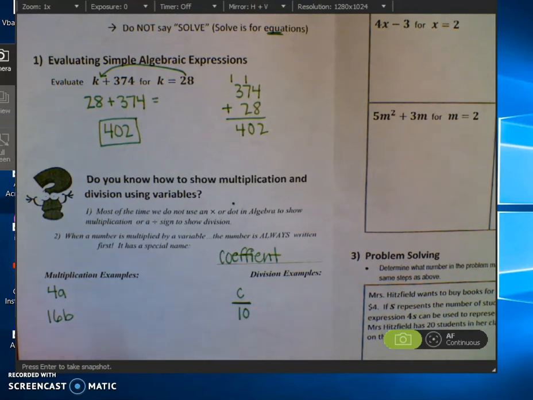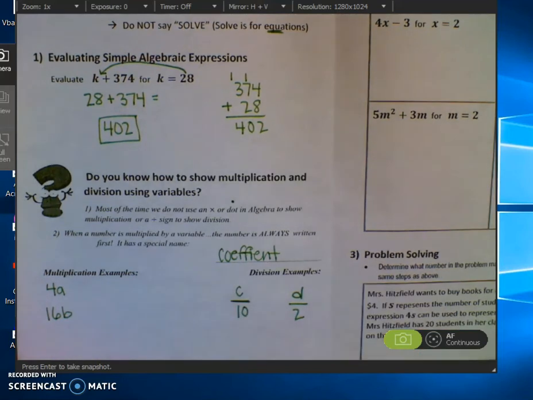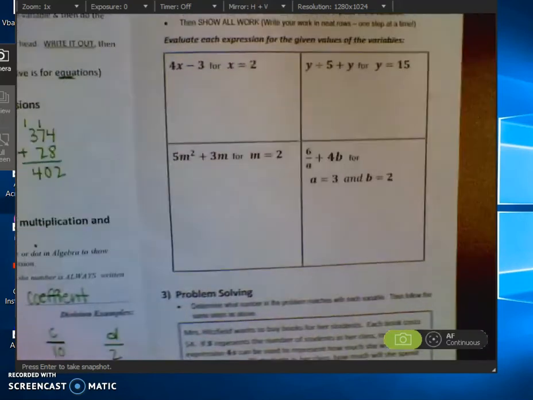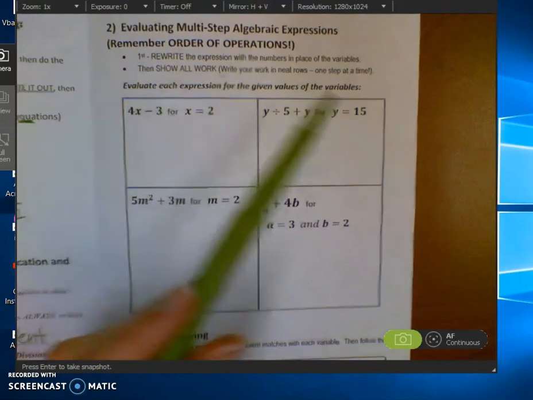So another example, maybe we want to do d divided by 2. We would put d over 2. And that fraction bar, again, just means to divide. So we've got just a couple more. That was just a little bit more basic information. The next video you're going to watch is going to actually be starting to evaluate multi-step algebraic expressions over here.